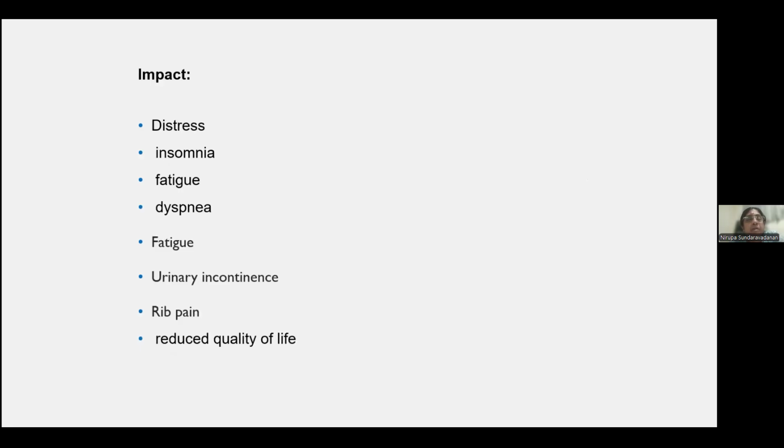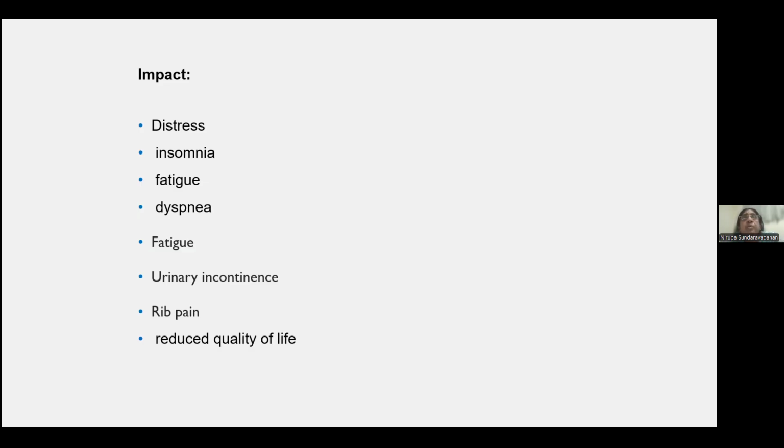So the impact of this cough is distress. There's a lot of physical distress and there's emotional distress. Just coughing and coughing causes a sort of respiratory fatigue. The respiratory muscle feels weak. Okay, and accompanying this coughing, remember, they can have urinary incontinence and they can also have rib pain.